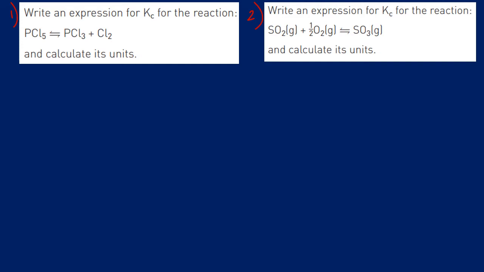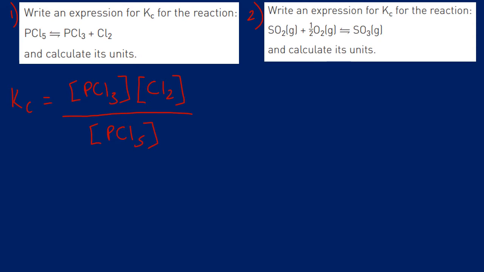Okay, number 1 then. So Kc is going to be the concentration of PCl3 to the power of 1, because there's only one PCl3. Don't need to put that though, because 1 to the power of 1, we don't need to put that. And then it's the concentration of Cl2, again to the power of 1, don't need to write that, all over the concentration of PCl5 to the power of 1. And that's our expression for Kc.